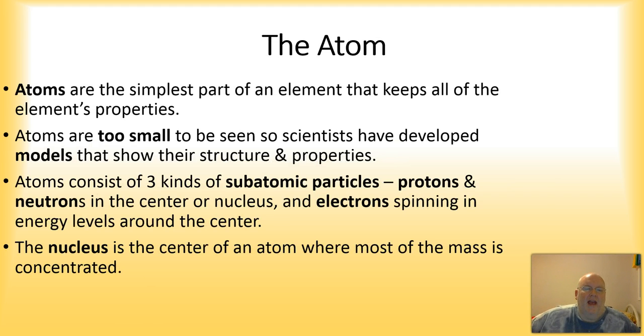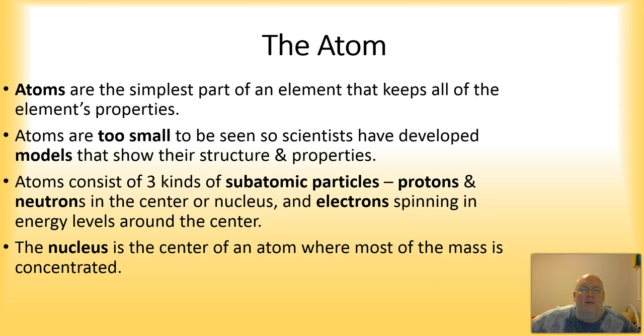It all starts off with the atom. The atom is the basic unit of matter in the universe. Every element on the periodic table, every piece of matter in the universe, is composed of atoms. They're mostly too small to be seen by scientists, so scientists use models to help us develop ideas and properties about the atom. We now have microscopes that can see atoms, but they're not widely available.